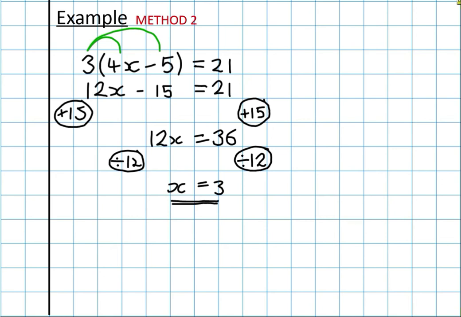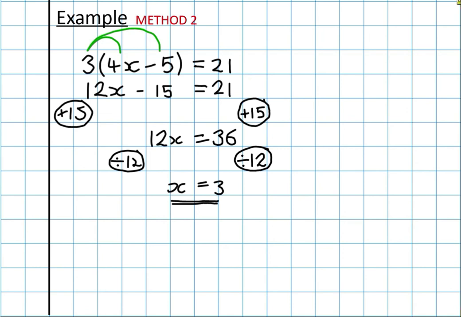And because nothing's changed on the left-hand side, we've just written that left-hand side expression in a different way. Nothing changes on the right-hand side either. So now we have 12x minus 15 equals 21. Then we add 15 to both sides, getting us 12x equals 36, and then divide both sides by 12, getting to the same answer of x equals 3.